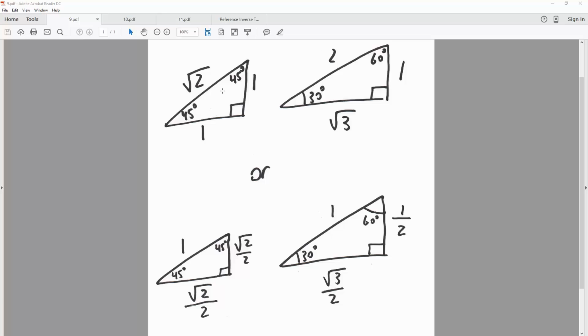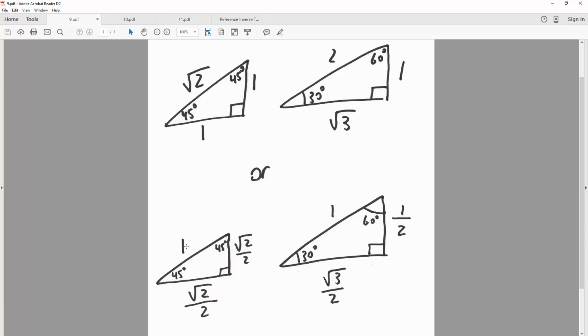So with a 45-45-90 triangle, the side opposite each 45 would be 1, the side opposite the other 45 would be 1, and the side opposite the 90 would be the square root of 2. Or we could write it as this: square root of 2 divided by 2, square root of 2 divided by 2, and this would be 1.